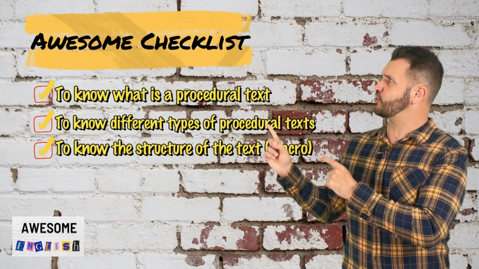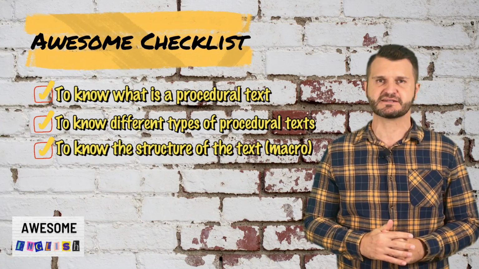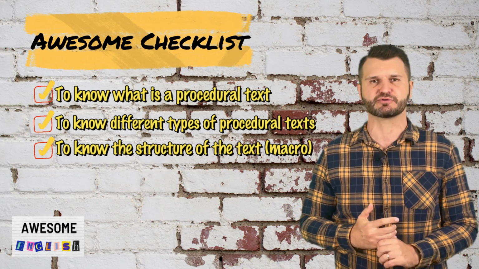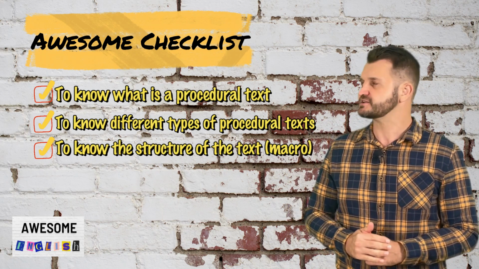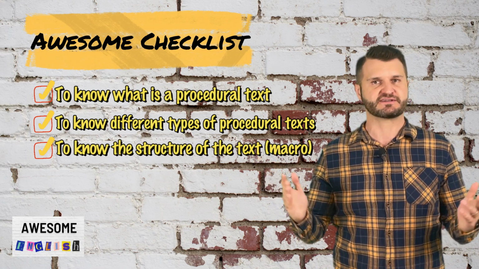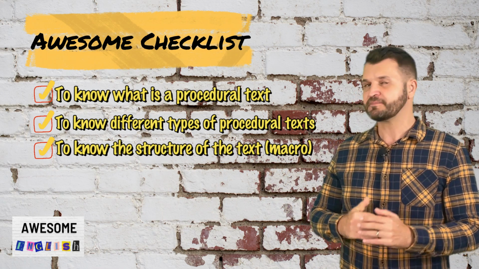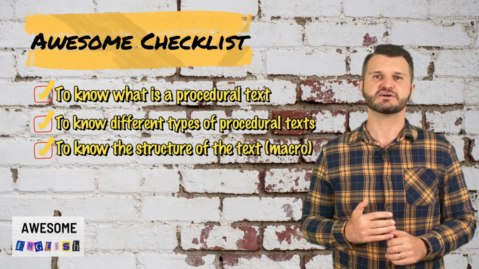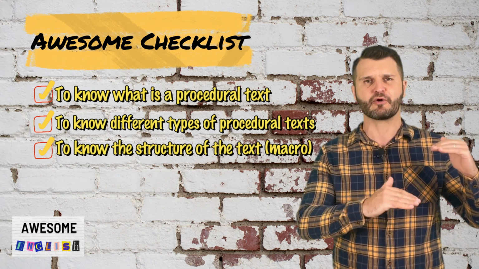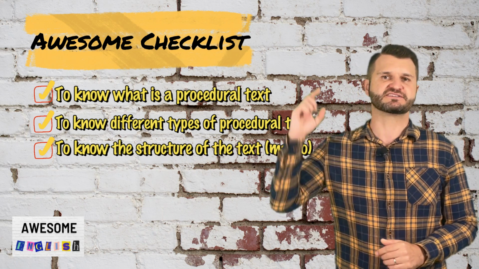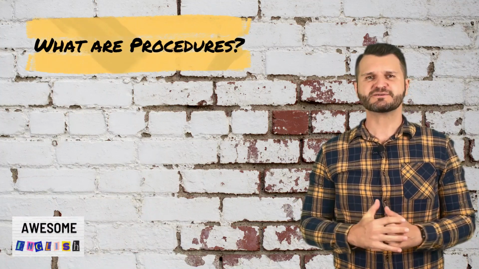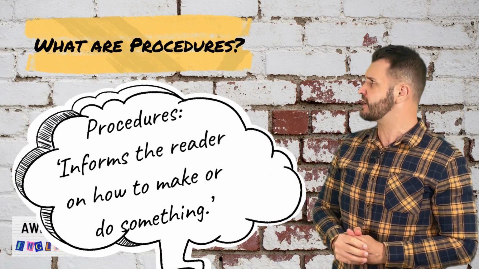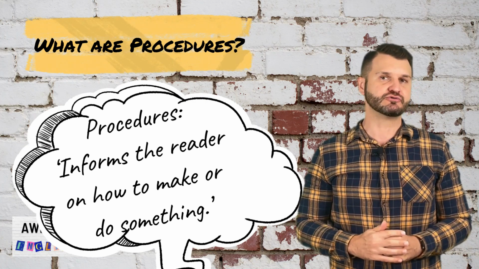Okay, welcome to our awesome checklist for today's lesson. It's our roadmap for success. These are the objectives we want to achieve. So the first one is to know what is a procedural text. Then to know the different types of procedural texts. And then finally, to know the structure or the macro of a procedural text. Let's get started. Okay, so what is a procedural text? So a procedural text informs the reader on how to make or do something.